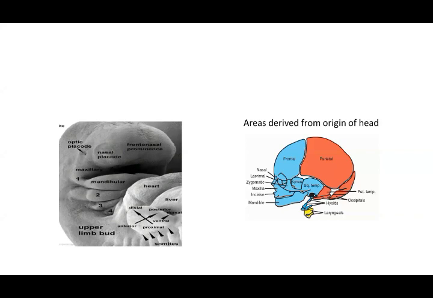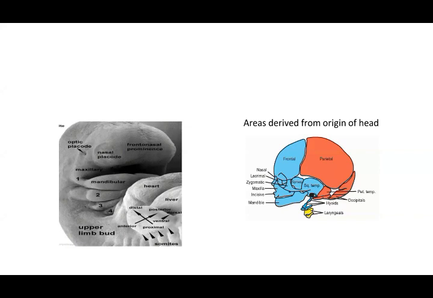Now we've talked about the areas of the origin of the head. That is the front, the blue part, that was from your neural crest cells, and the red posterior part was from your pharyngeal mesoderm. That was the base of the head and neck.